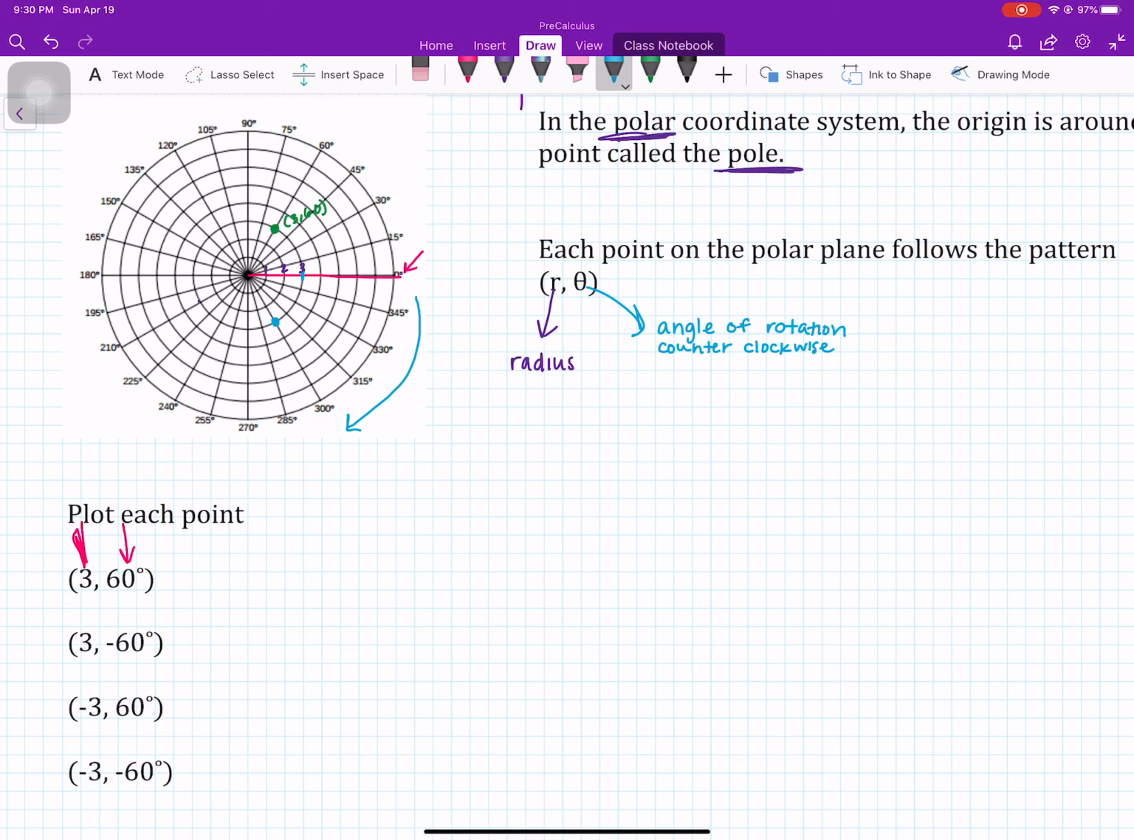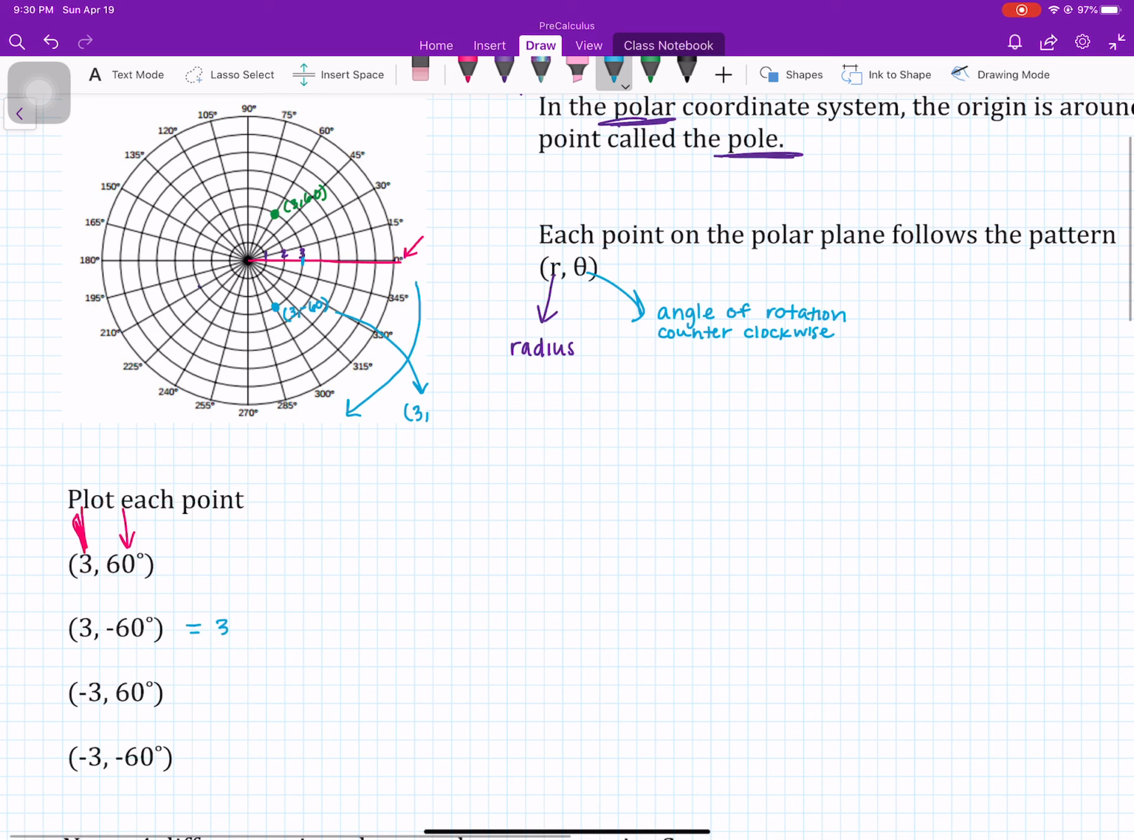Now, this does bring up an interesting point. In the XY coordinate plane, you have unique points. Every X and every Y gives you one specific point. In the polar coordinate plane, there are several points that have different numbers but actually are the same point. So, for example, the point 3, negative 60 is the same as the point 3 and 300. It just depends on which way you rotate.